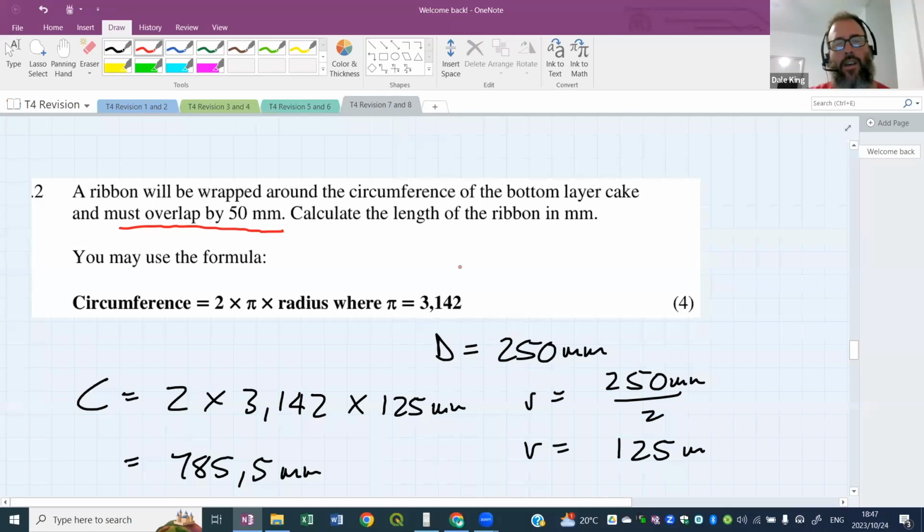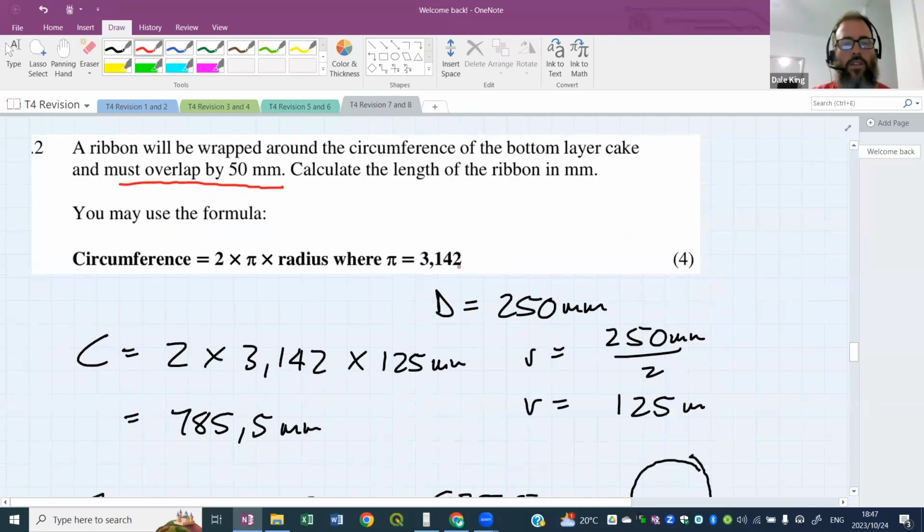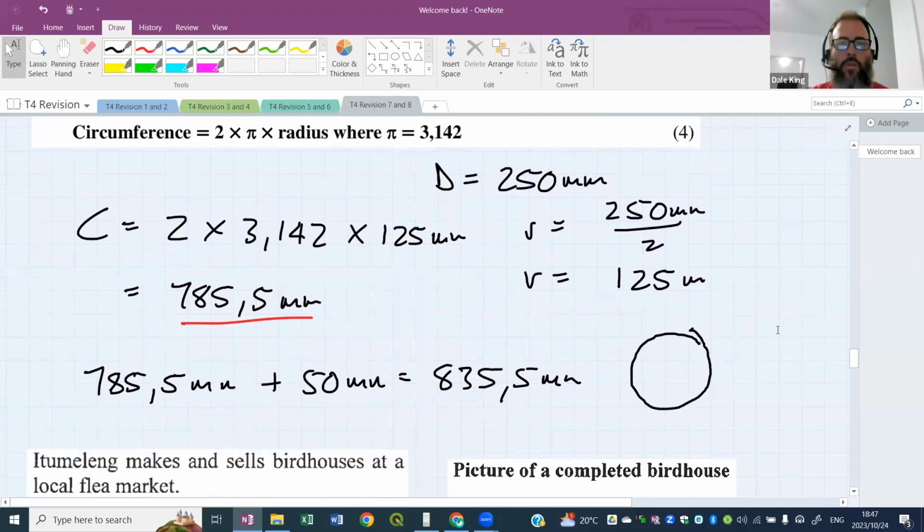Okay, so I did get it, sir. Did you get 785.5? Yeah, all right, so it's fine. You just have to add on the 50 millimeters. Oh, okay, sir, thank you. No problem, thank you for your question.